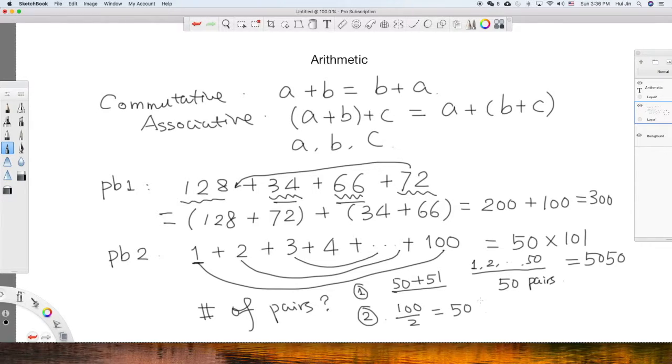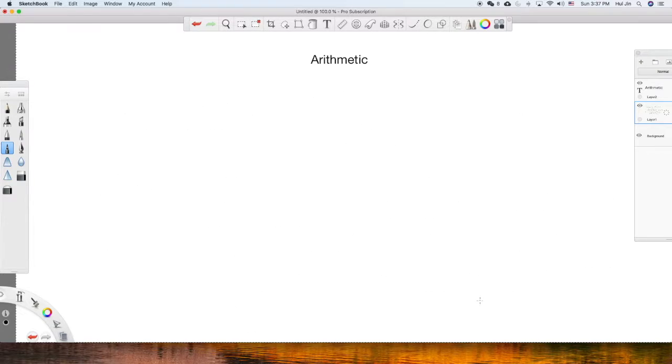Okay, I want to extend this problem a little bit to look at a case when the number of numbers is not even. Let's look at that case. So this is problem 2, but extended a little bit. How about 1 plus 2 plus all the way to 99? So you see that not all the numbers are going to be paired together, even though each pair is going to be 100. Very, very nice.